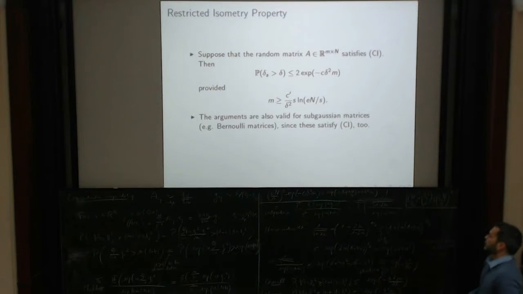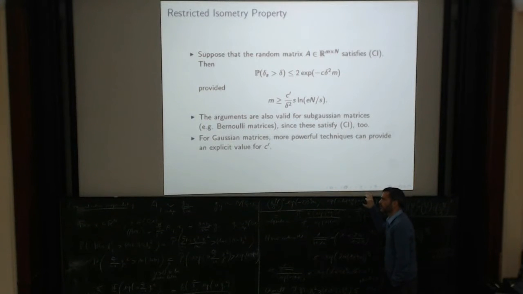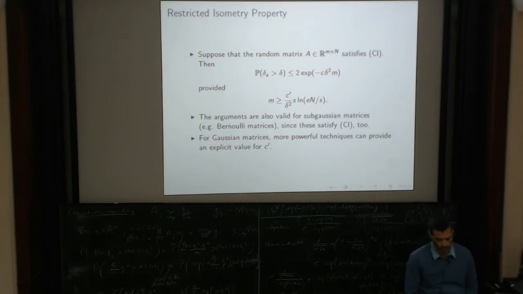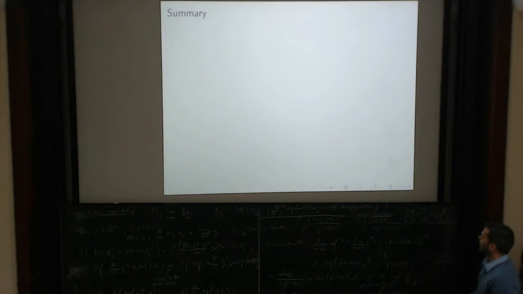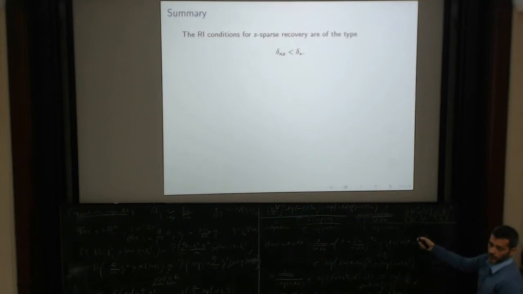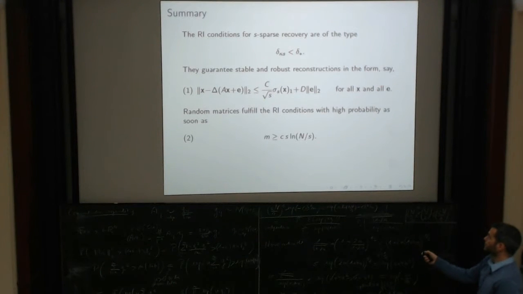All right. So as I said, the arguments will be valid for other types of random matrices so long as they satisfy the concentration inequality. For Gaussian matrices, there are more powerful techniques that allow you to prove the restricted isometry property, where you can, in fact, estimate a bit more precisely the value of this constant. And so here's the summary: the restricted isometry conditions for sparse recovery are all of this type, but they guarantee stability and robustness of reconstruction in the following form. And they happen with high probability for random matrices in this regime of parameters.